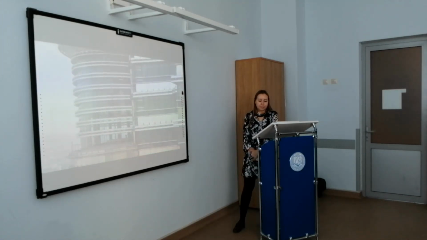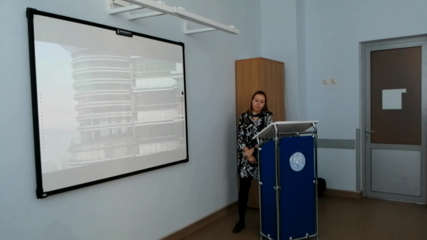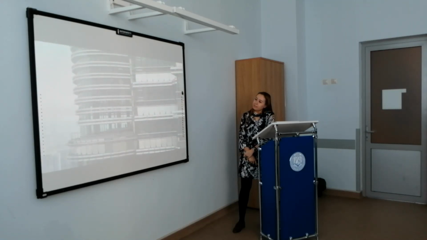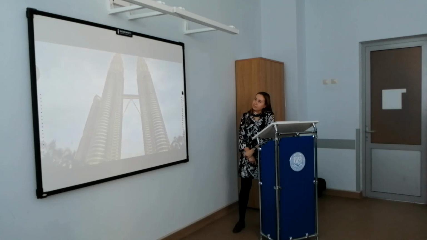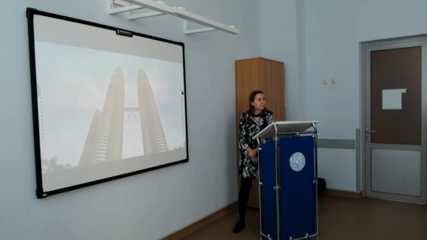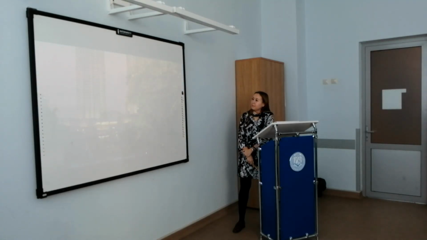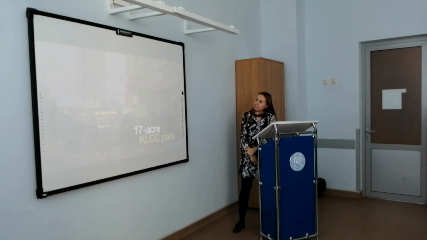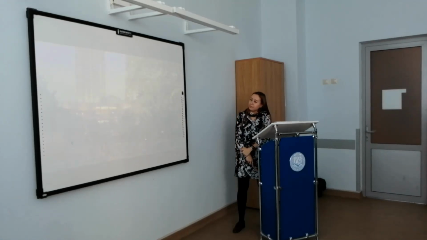The towers are constructed using an innovative design of high-strength concrete, steel, and glass. The towers' heights are 1,483 feet, well taller than anything else in the city. Below the Petronas Towers is the 17-acre KLCC Park for walking, playing, and waiting.